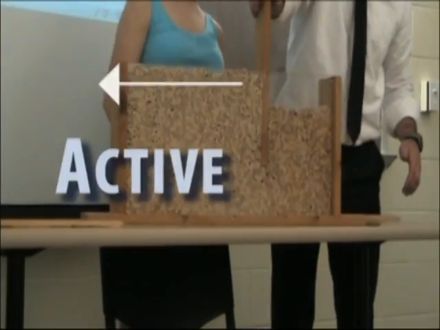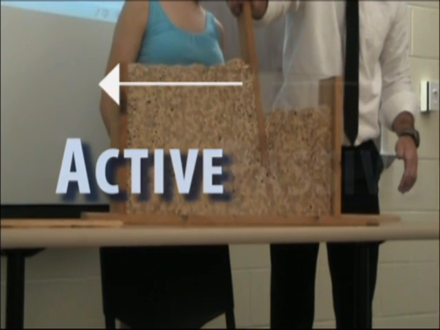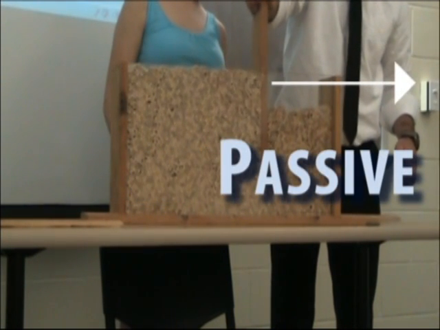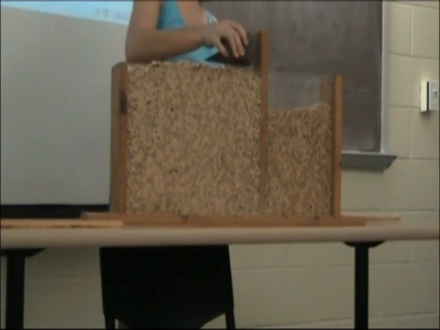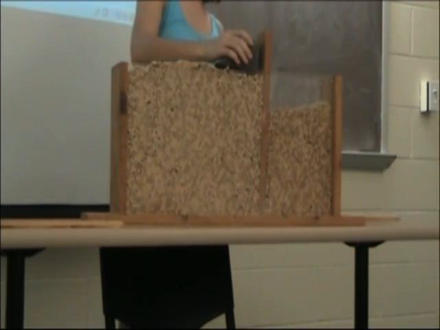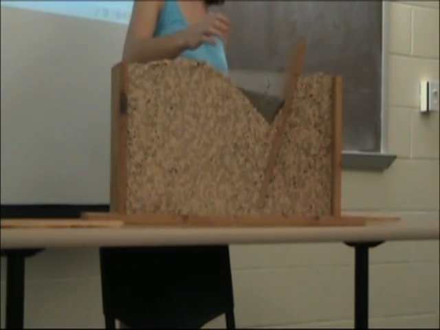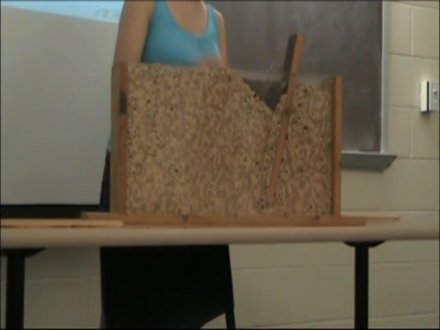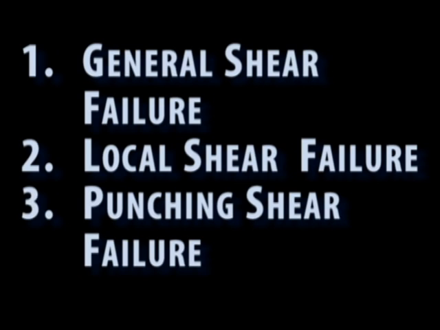In soft soil sites, large settlements may occur under loaded foundations without actual shear failure occurring. In such cases, the allowable bearing capacity is based on the maximum allowable settlement. There are three modes of failure that limit bearing capacity: general shear failure, local shear failure, and punching shear failure.